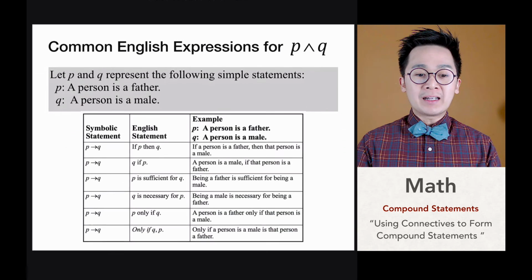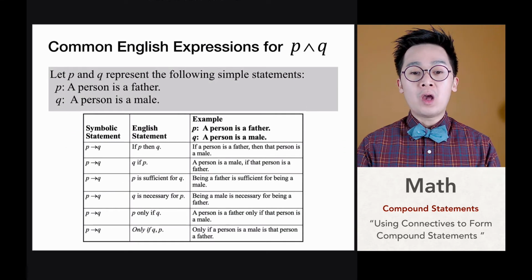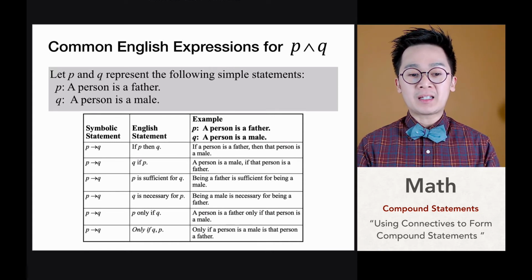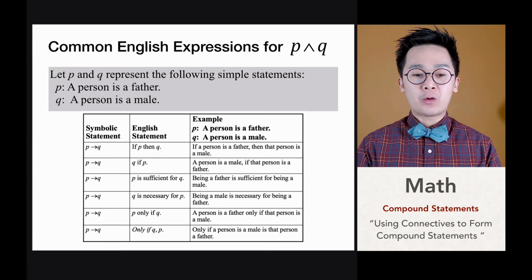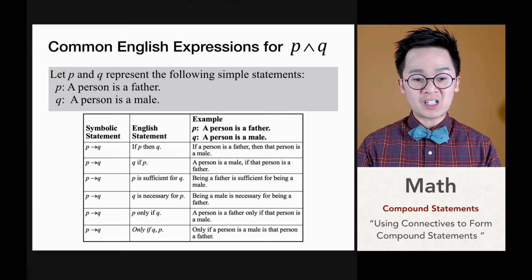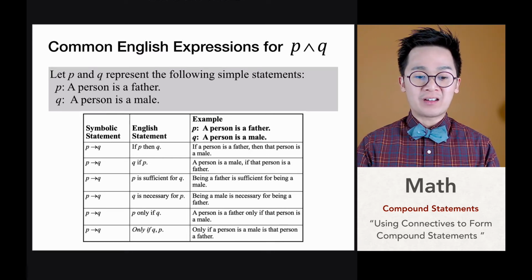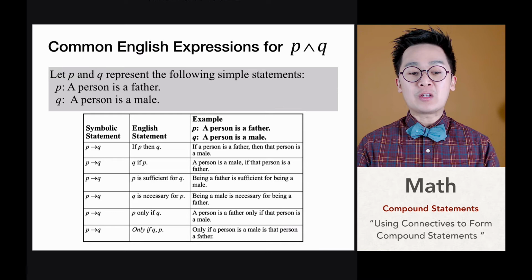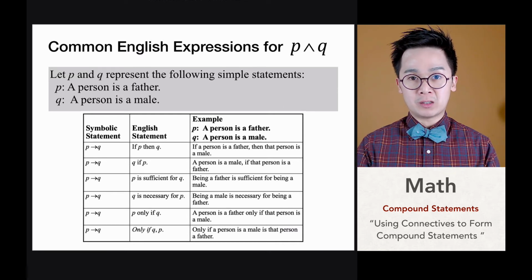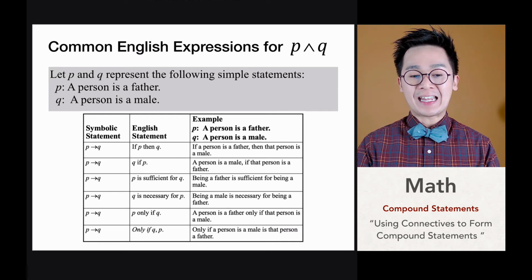Now there are some cases on how we use this particular operation for P then Q. For words like "then," "if," "is sufficient for," "is necessary for," "only if," and "only if Q and P," you will be using this particular symbol for this compound statement.